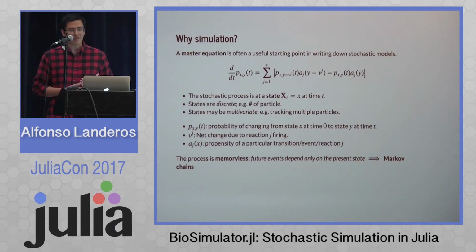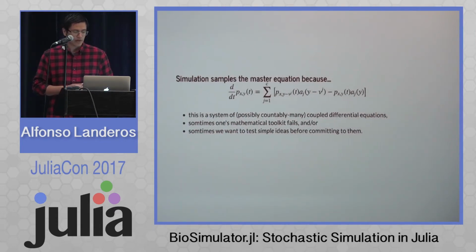So often a master equation is a useful starting point in writing down stochastic models. The reason is that it allows you to focus on writing down rules for your system, how things behave, rather than thinking about the underlying distribution for things, worrying so much about notation as you see here. I'm not going to go too far into details of the math, but you can go ahead and look at this on your own if you'd like.